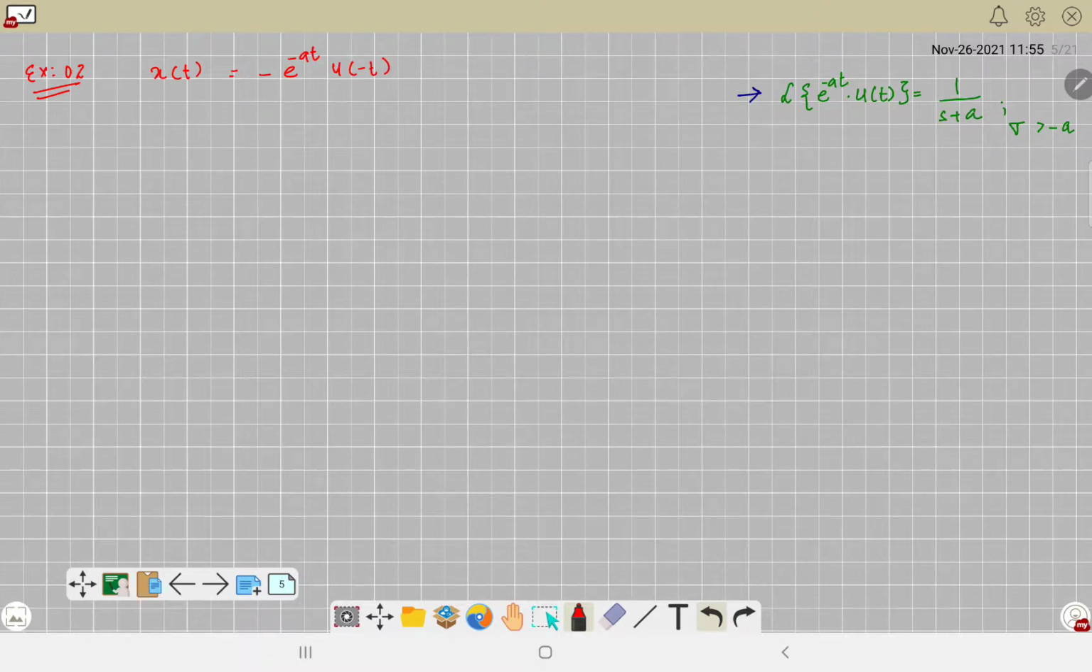So my signal is minus e raised power minus at u of minus t. Okay? U of minus t, it is a folded unit step. So your unit step u of t normally exists between 0 and infinity, which means u of minus t will exist between minus infinity and 0.